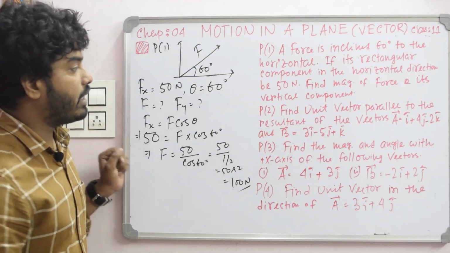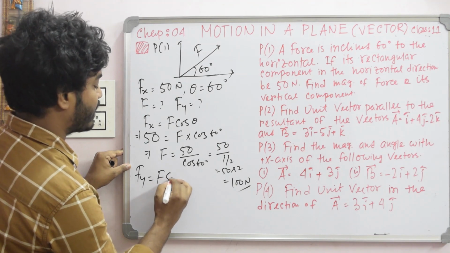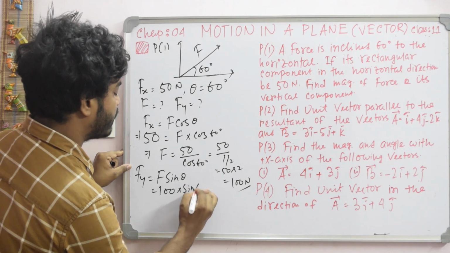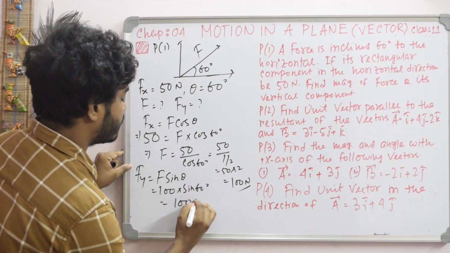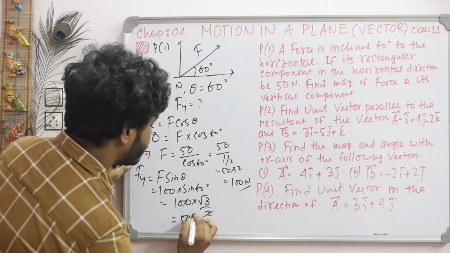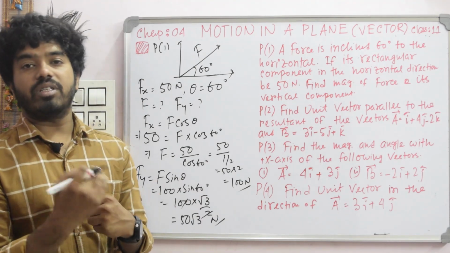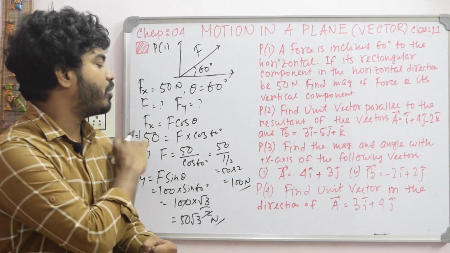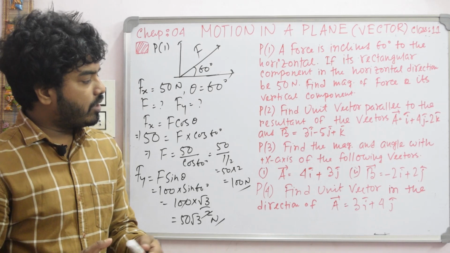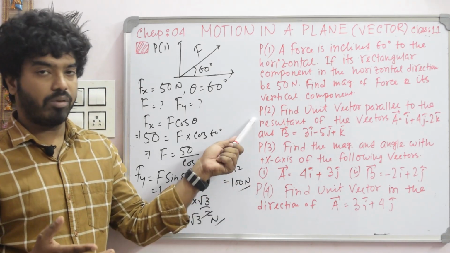Now you have to find the vertical component. Write it: vertical component Fy is F sin theta. So F is 100, and theta is 60, so 100 sin 60, that is root 3 by 2. So this gives 50 root 3 Newton. This is our application of resolution of a vector: the horizontal component gives the cos value and the vertical component gives the sin value. Now, first you solve problem 3, then we will solve problem 2.